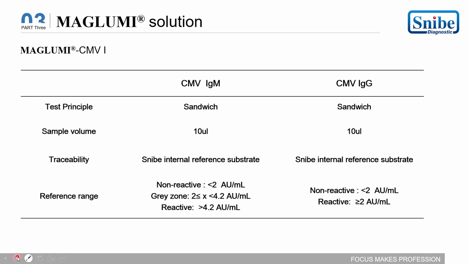So if we talk about the CMV IgG and IgM, they also have a sandwich principle, 10 microliter, and an internal reference substrate for the IgG and IgM, and their non-reactive and reactive values are less than 2 and 4.2. So the gray zone for the IgM is between 2 to 4.2 AU per ml, while the IgG has a non-reactive and reactive interpretation on the basis of less than 2 and greater than 2 AU per ml.